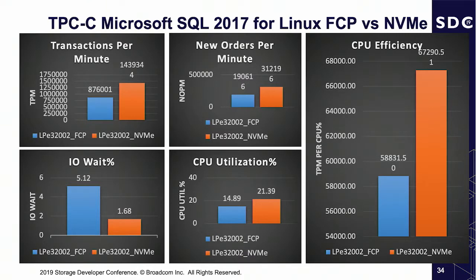So this is a test that we did with Microsoft. The blue one is the FCP, and the orange one is the new one. Again, this is on Gen 6. It's not even the latest chip.